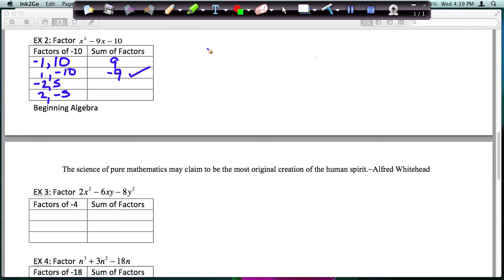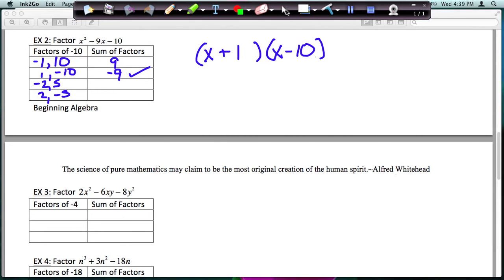And so I can now factor this. Again, my first variable is x squared, so I have an x and an x. Always check that variable. And then we said the two factors are 1 and negative 10. So a positive 1 and a negative 10. And those will multiply to be negative 10 and add to be negative 9. So that's factored.